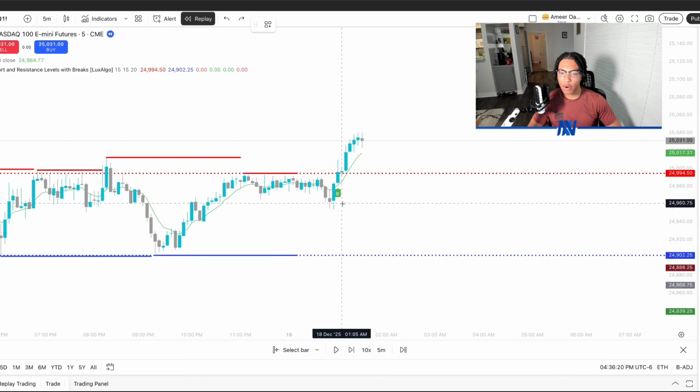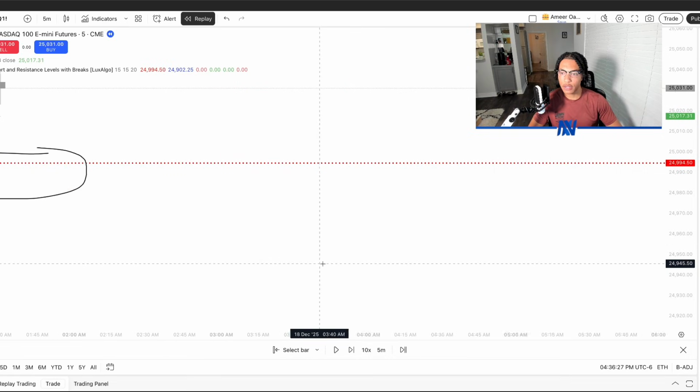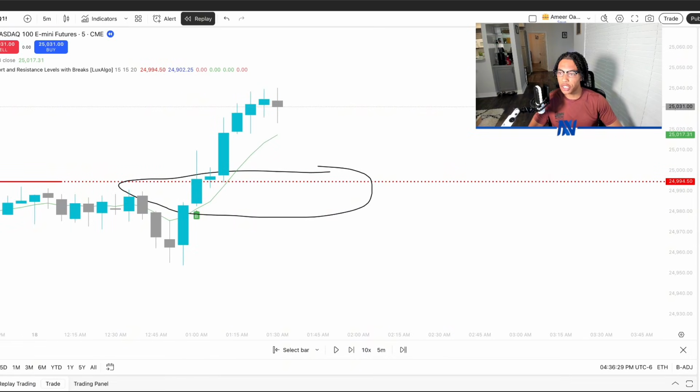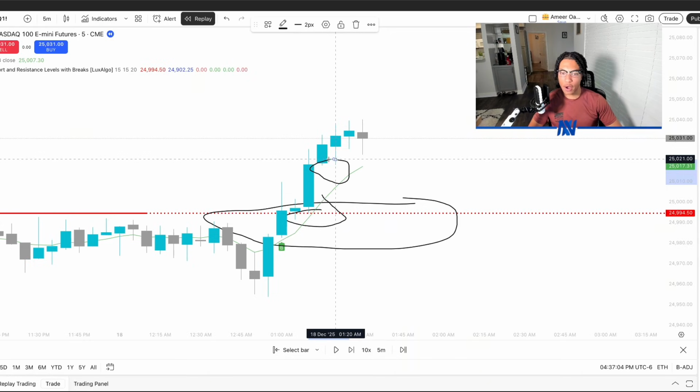But as we can see, price finally ended up breaking over the 8 EMA. And then we had one rejection here. If we go ahead and zoom in some more, we have one rejection here. We have another rejection right here off the area. And then we have another rejection right here off that equilibrium zone area as well.